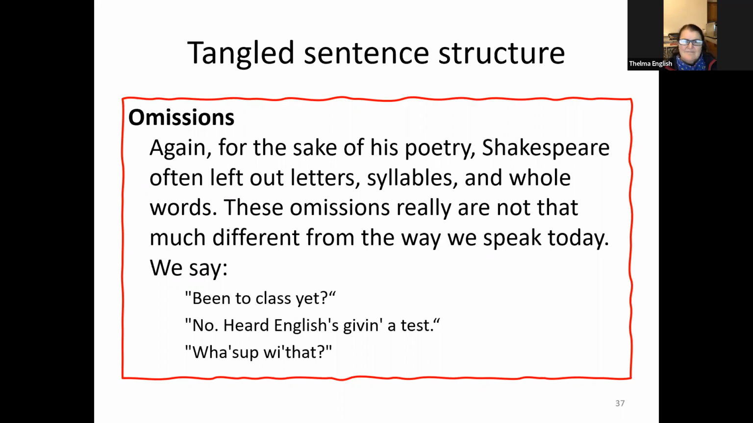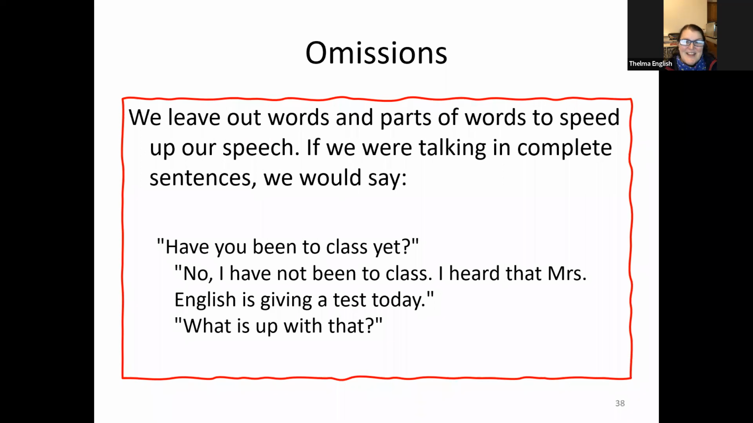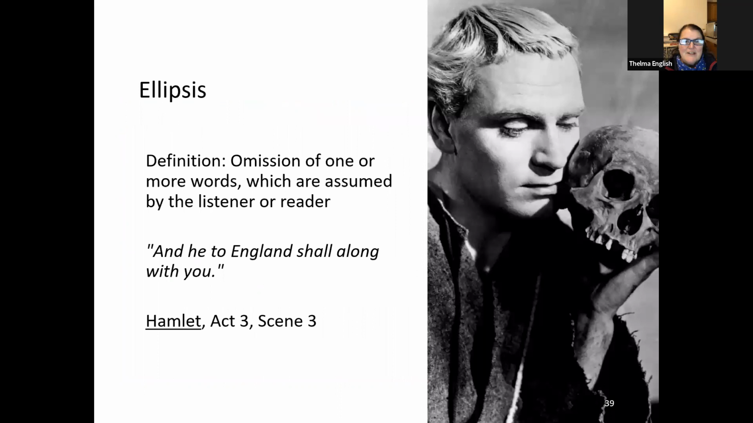"What's up with that?" Instead of saying, "Have you been to class yet?" "No, I have not been to class. I heard that Mrs. English is giving a test today. What is up with that?" We don't talk like that, and neither does Shakespeare. So he uses omissions so that the people talk as they really talked. We just have to get used to those figures of speech and those omissions.